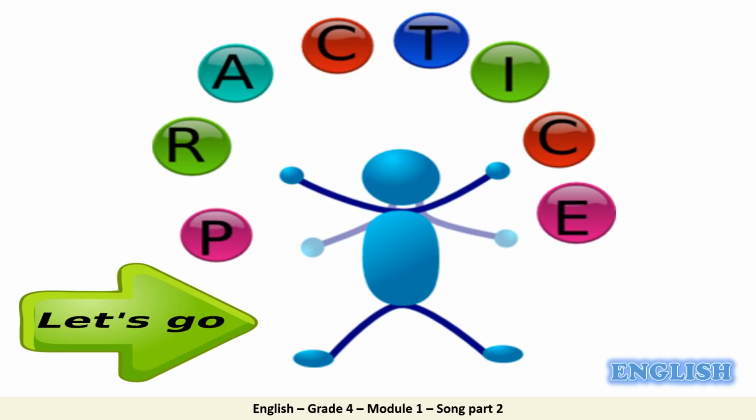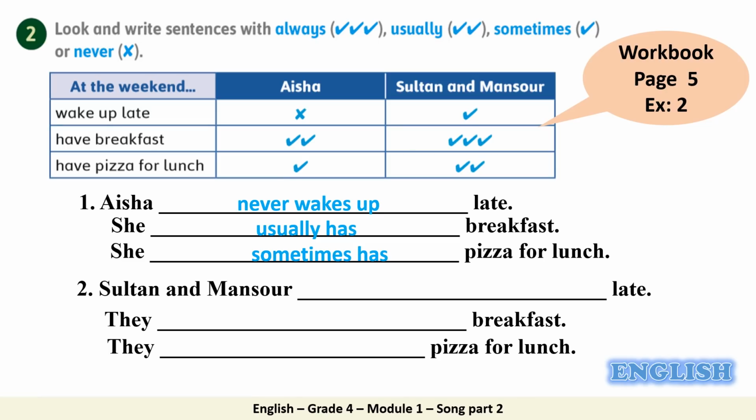And now, are you ready to practice? Let's go! Open your workbook, page 5, exercise number 2. In this exercise, you are going to look at the table below and write sentences with always, usually, sometimes, and never. The first column is already done in your book, which is for Aisha. Here, number 1, Aisha wakes up late. And we have X. So, Aisha never wakes up late.